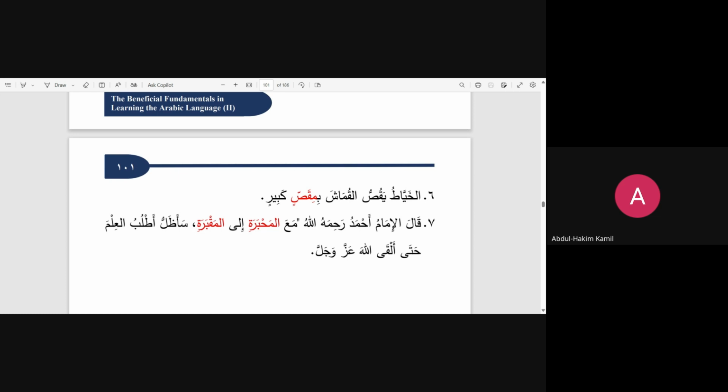What does that mean, Harun? With scissors. Right, big scissors. Big scissors.